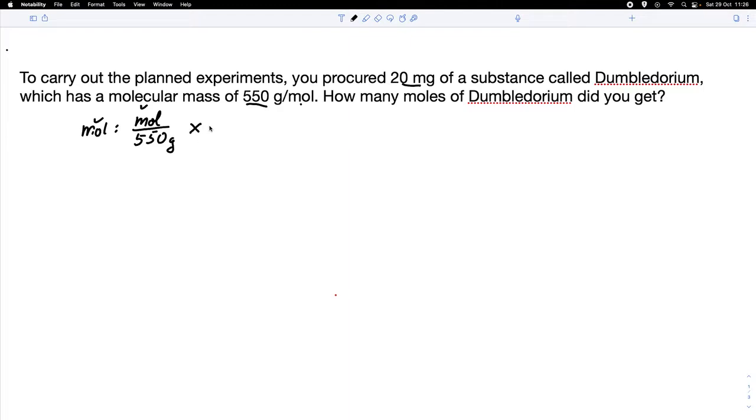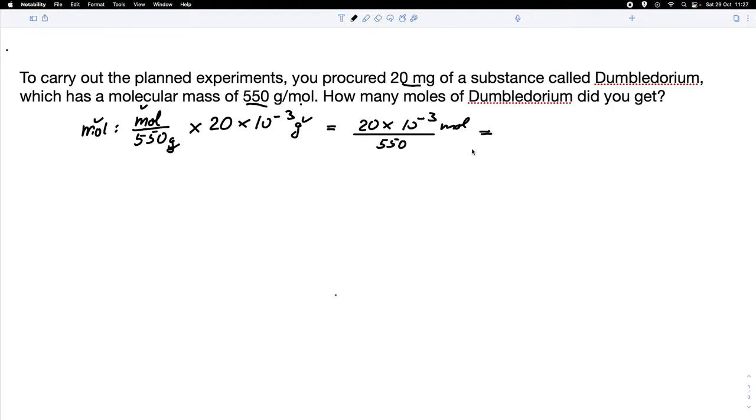And we've got grams here. So we've got 20 milligrams. We need to be careful with the unit. The milli indicates 20 times 10 to the minus 3 grams. What we see is that the grams cancel out, and all we have left is the unit mole. This is exactly what we want. So we can basically stop and write this as 20 times 10 to the minus 3 mole divided by 550, and the grams of course cancel out.